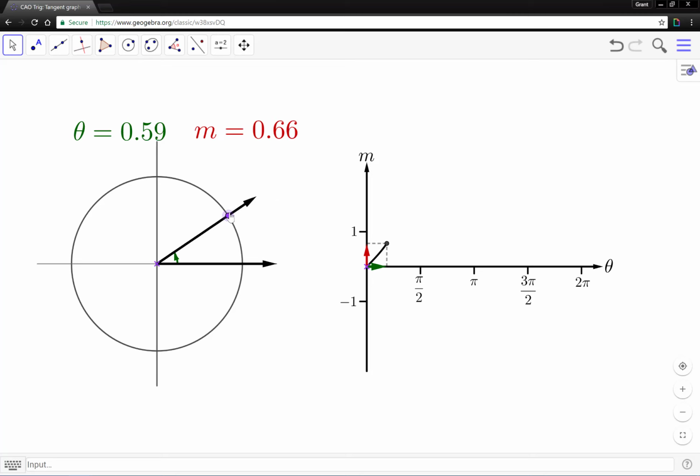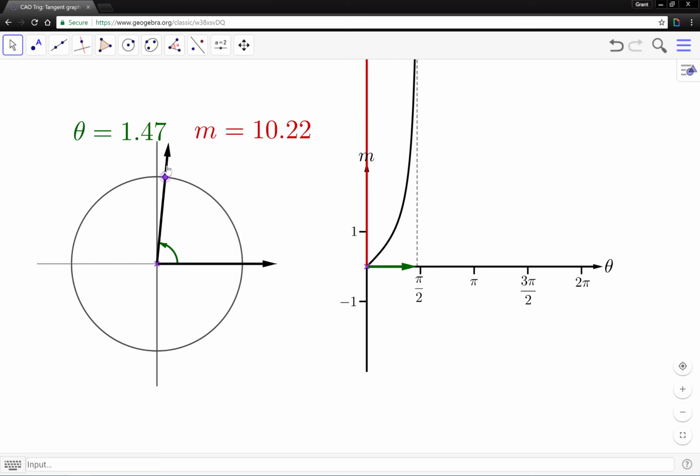So as theta increases towards pi over 2, the slope of this terminal ray starts getting larger and larger. Now, as theta gets really, really close to pi over 2, the slope of that terminal ray gets increasingly large. We can make that slope as large as we want just by getting theta closer and closer to pi over 2. So on the graph over here, we see that from theta equals 0 to pi over 2, the output increases and then increases without bound as theta approaches pi over 2 from values less than pi over 2.